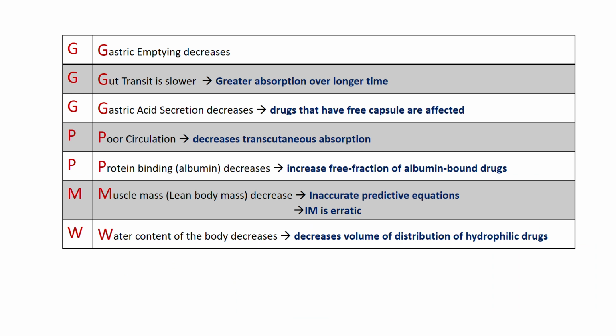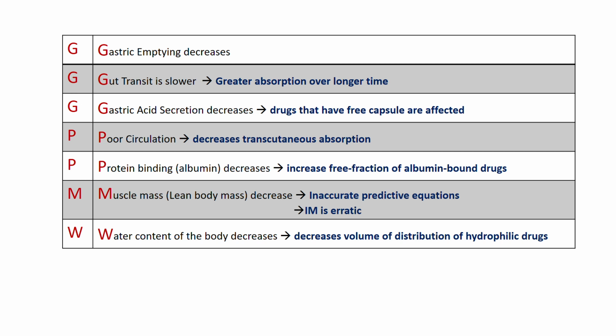G: gastric emptying decreases, gut transition is slower, and both of these lead to greater absorption over a longer time as the drugs stay for a longer period in the GIT system. The last G is for gastric acid secretion, which decreases. This affects mainly the drugs that have a free capsule, because these drugs require a certain pH for the free capsule to be liberated and the drug to be released out of the capsule. So the gastric acid affects this category of drugs.